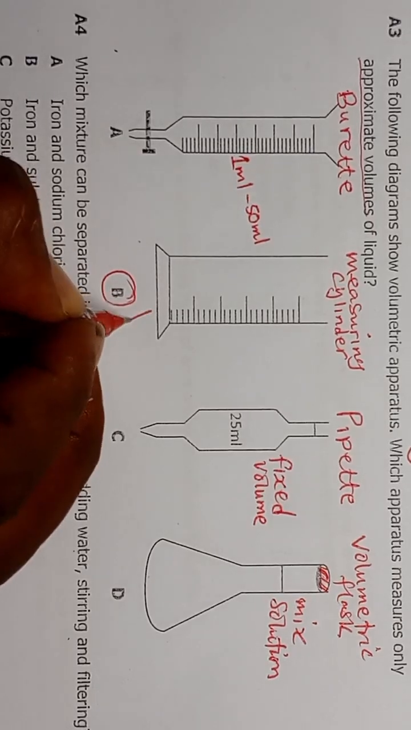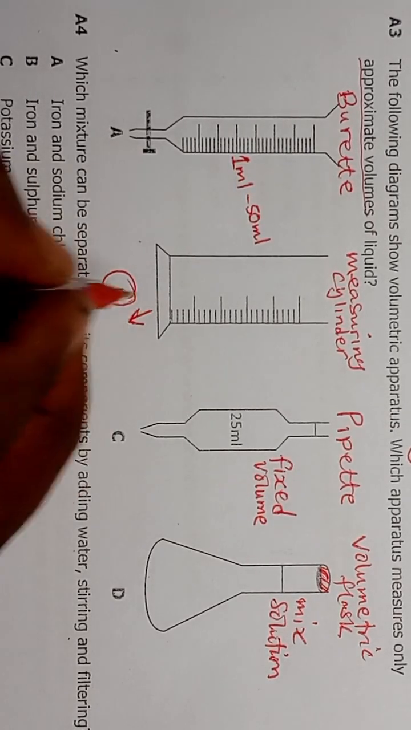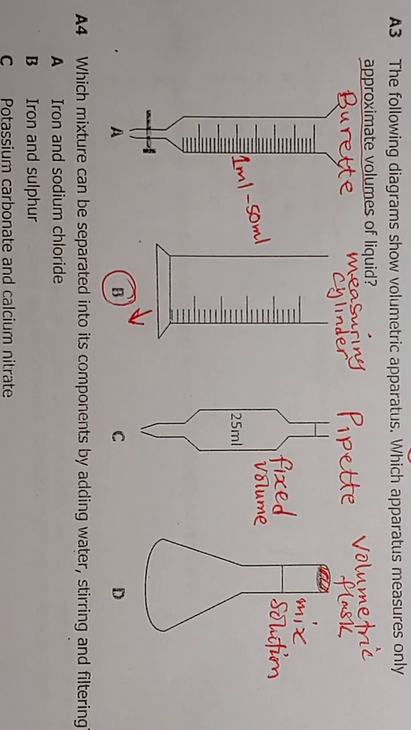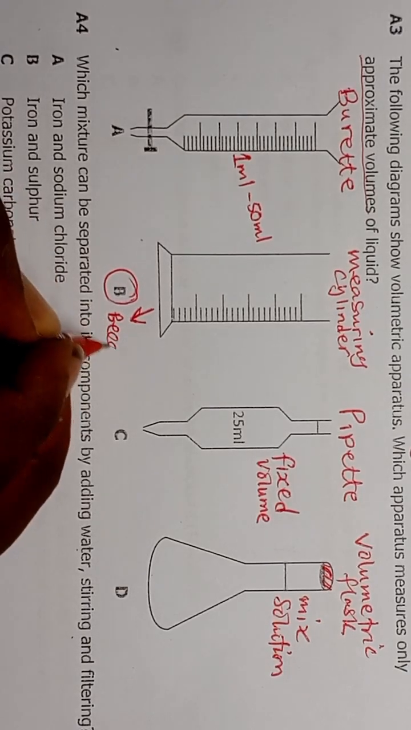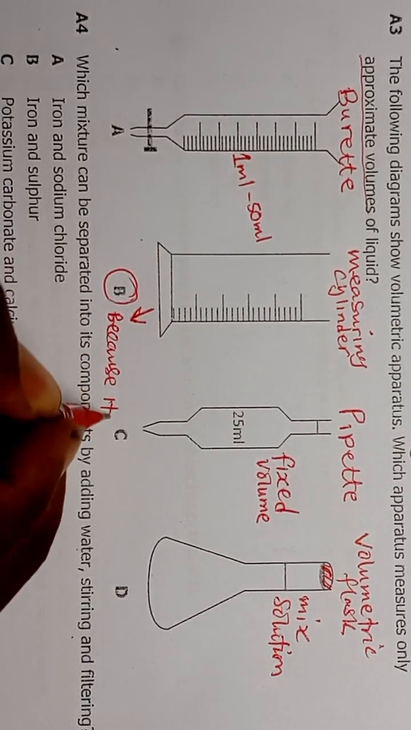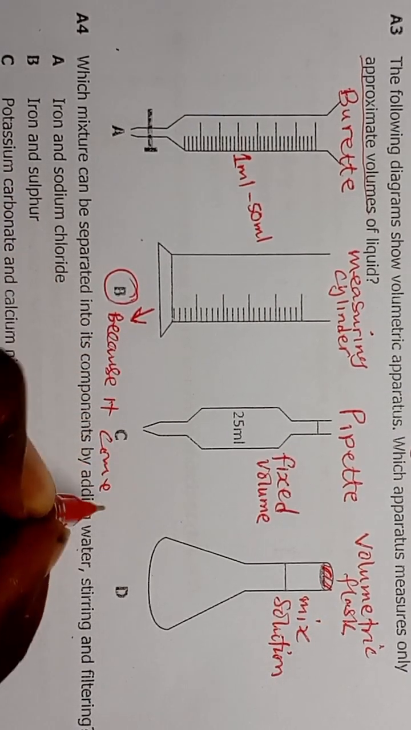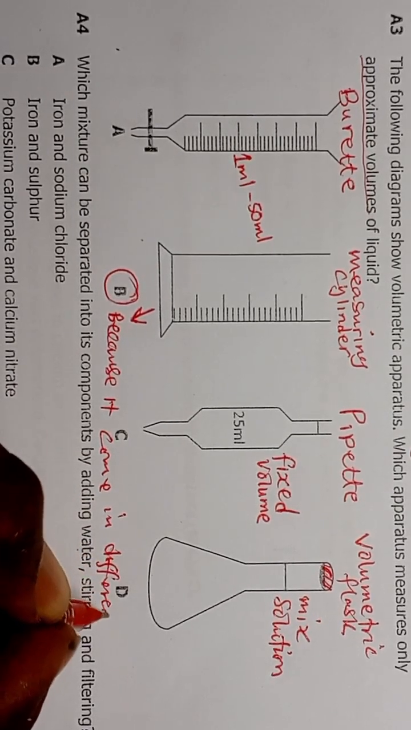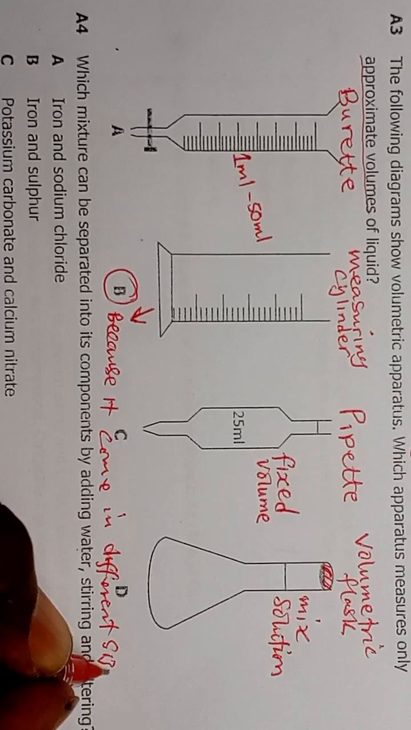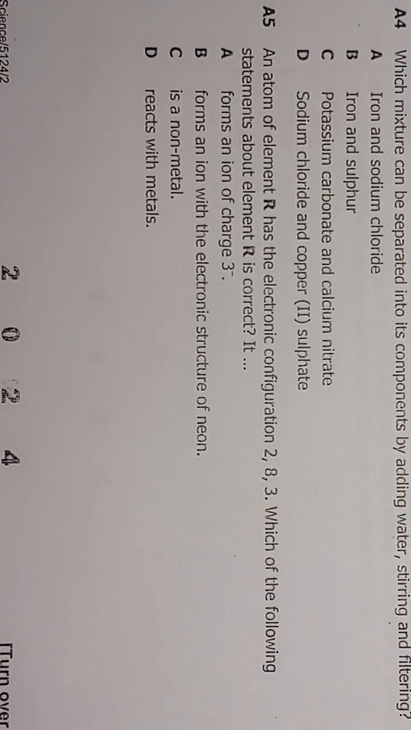So why B? The reason is very simple. A measuring cylinder is an apparatus that is used to measure only approximate volumes of liquid, because it comes in different sizes.